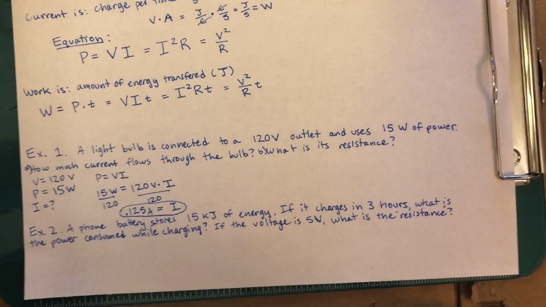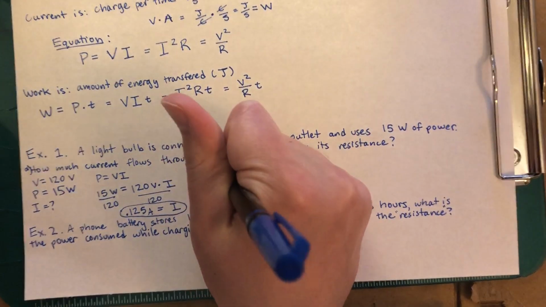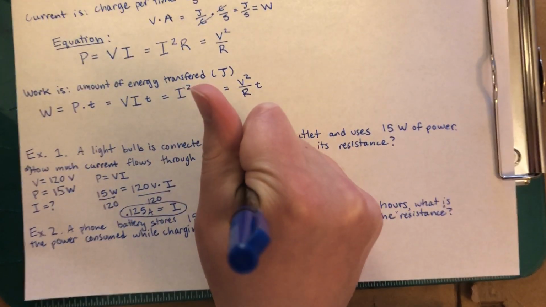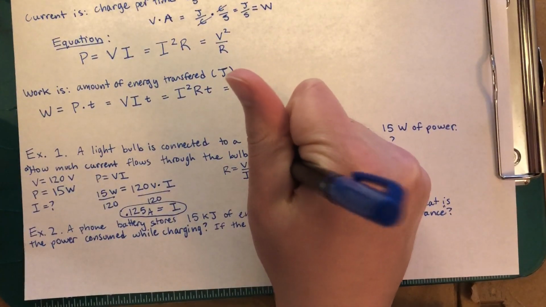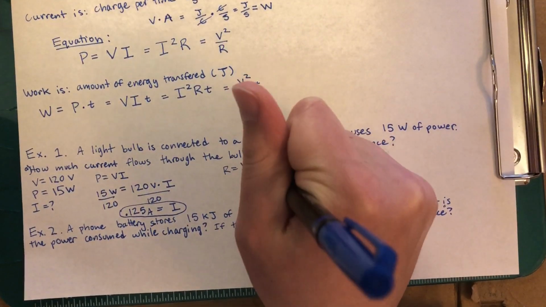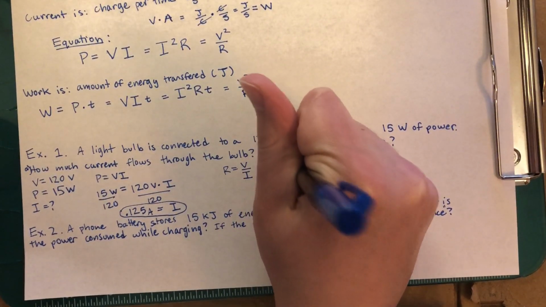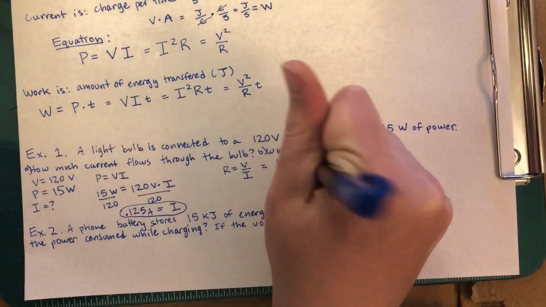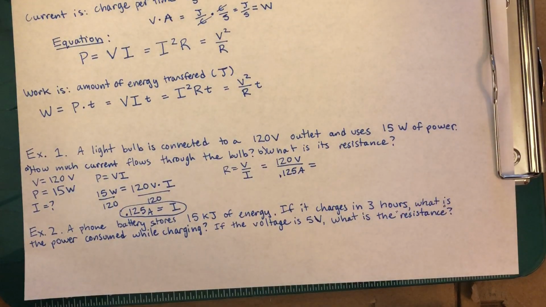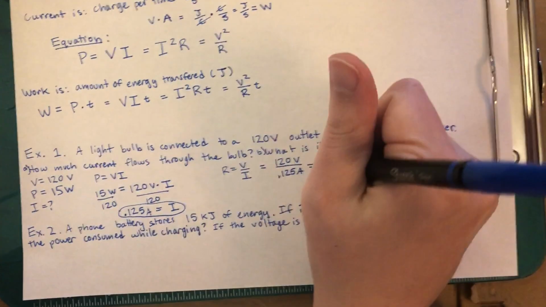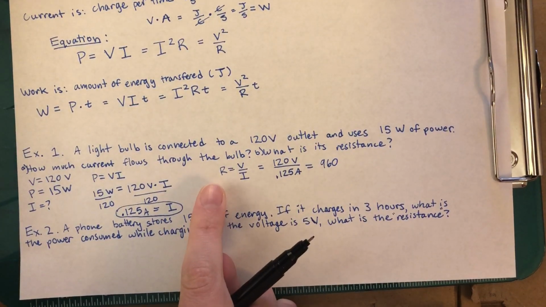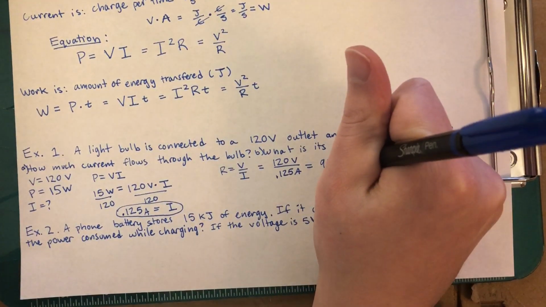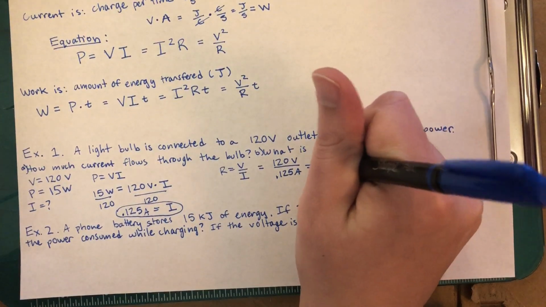So I have R equals V over I. The volts is still 120 volts, and the current is 0.125 amps. So 120 over 0.125 is 960. And the answer for resistance should be in units of ohms.